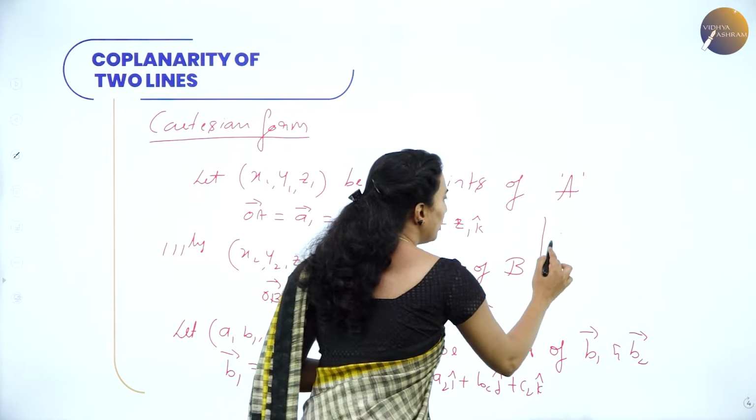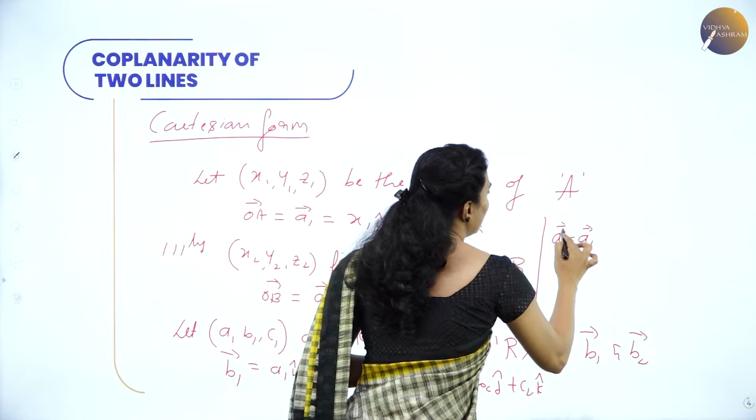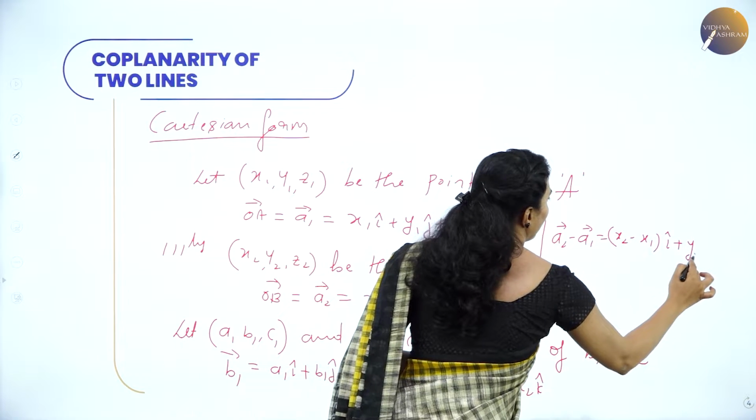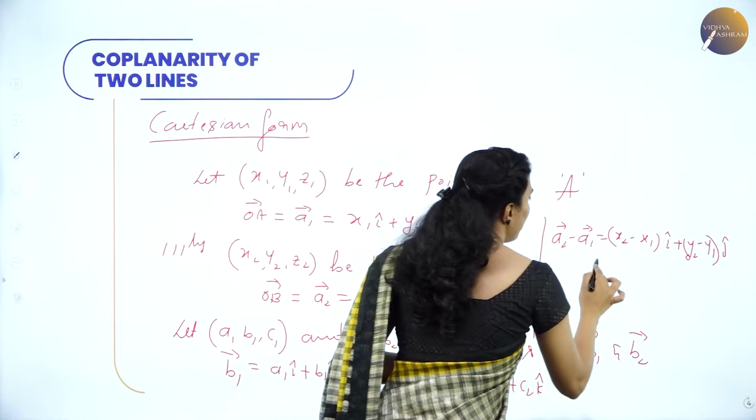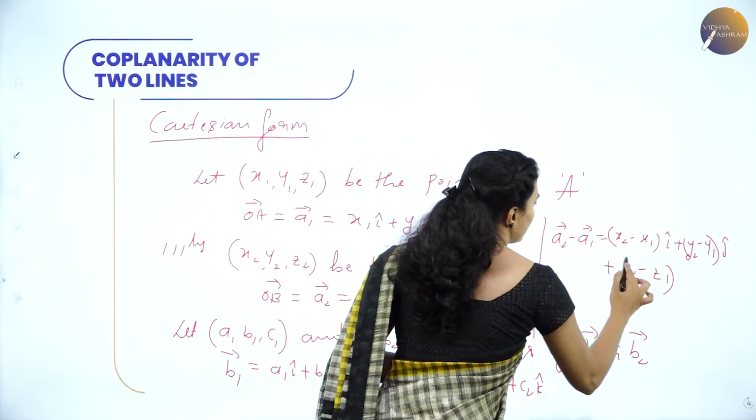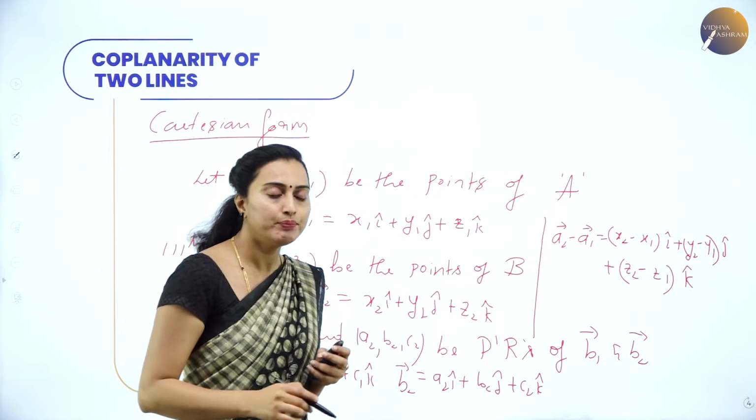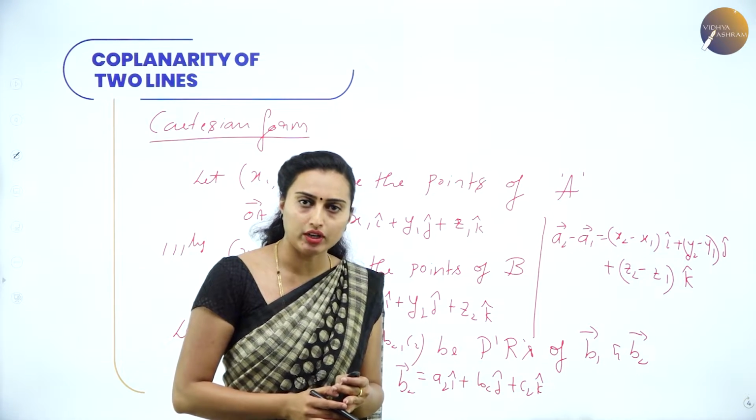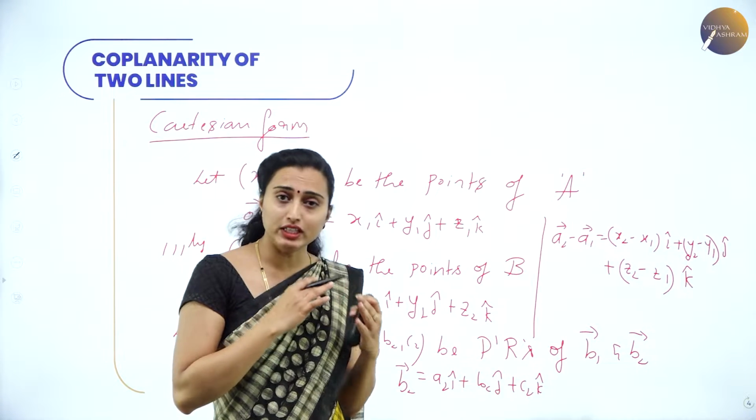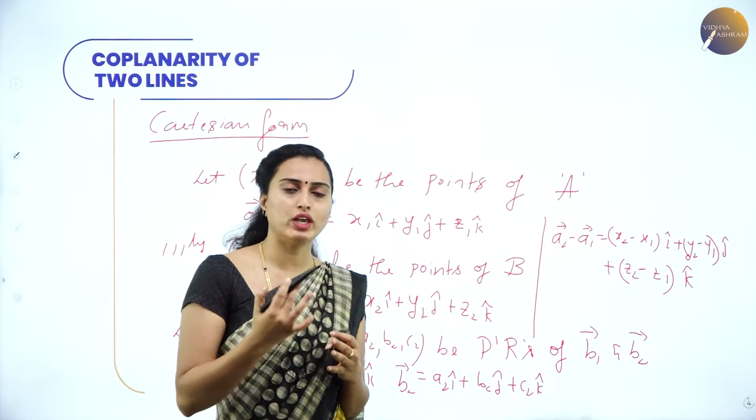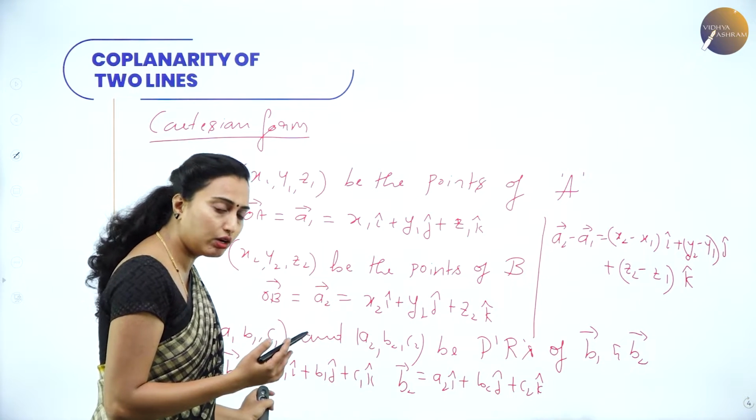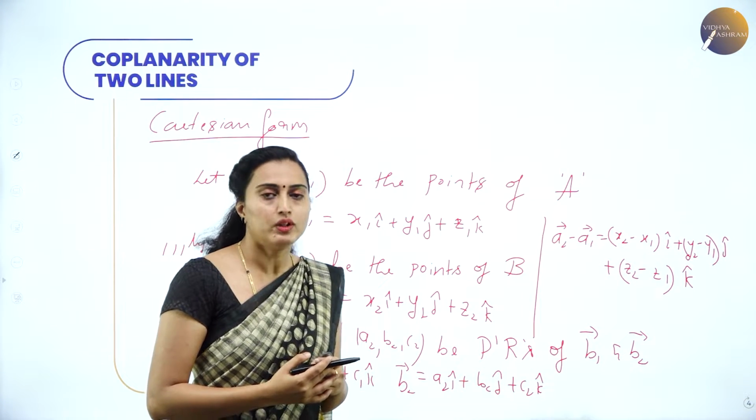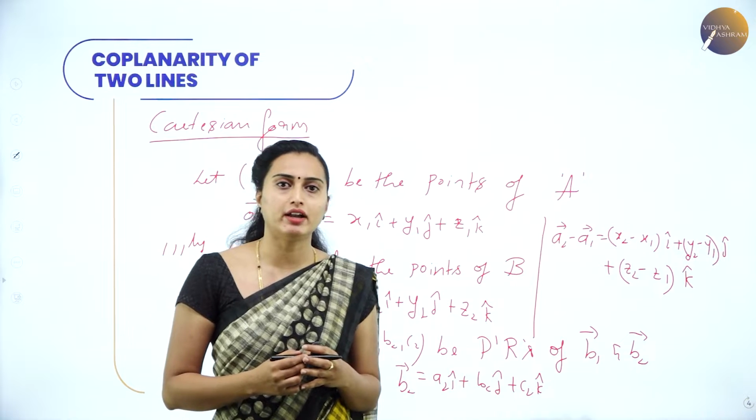Let me write it here. So a2 minus a1 vector will be equal to x2 minus x1 into i plus y2 minus y1 into j plus z2 minus z1 into k. Got it? Now here, since we have a scalar triple product, that determinant will be equal to what? The coefficients of a2 minus a1 in the first row, in the second row the coefficients of the b1 vector, in the third row the coefficients of the b2 vector. That determinant will be equal to 0. So that is the Cartesian form of the coplanarity condition.